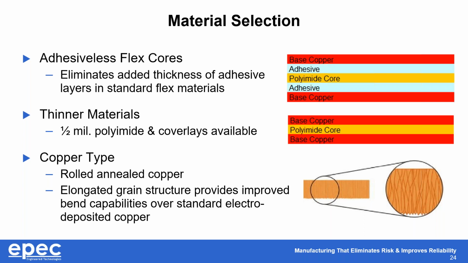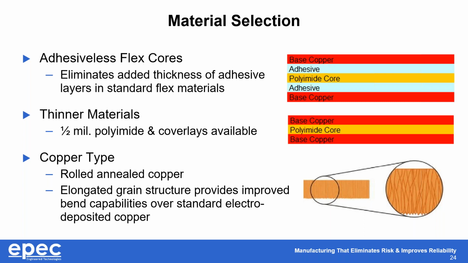Thinner materials. Polyimide materials are available down into the 1/2 mil range. Not 100% standard, but they are getting pretty common these days. You can also do that in cover lays. Again, utilizing thinner materials, thinner flex, better bend.